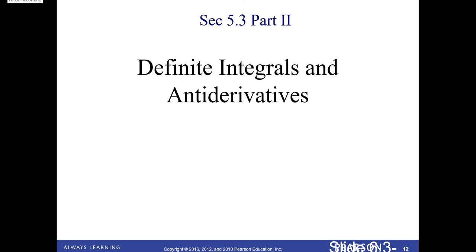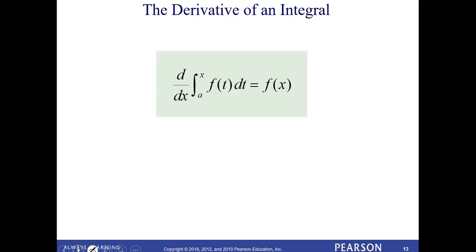Okay, section 5.3, part 2, continuing on with our definite integrals and antiderivatives. So the derivative of an integral is a function f of x. We are going to do some work in class to show how we get to this. So for right now, just copy it down. So if the derivative of the integral is another function, that means that this function is the antiderivative of f of t.